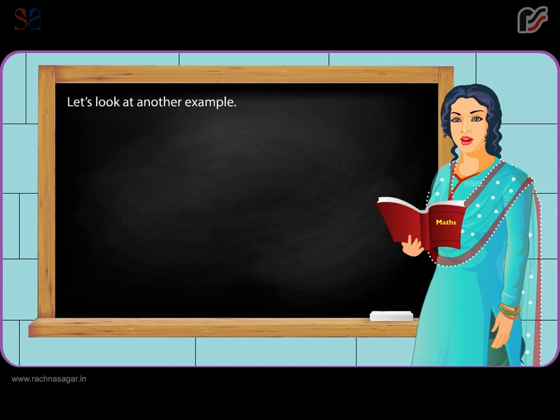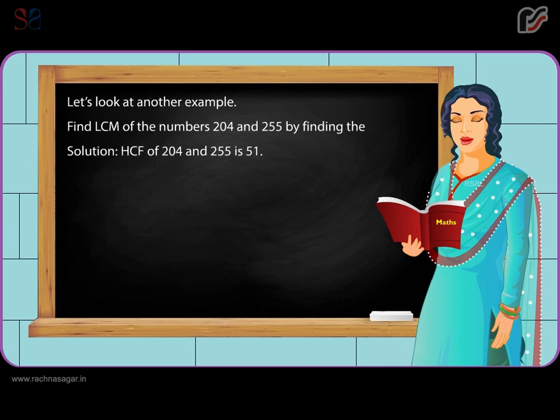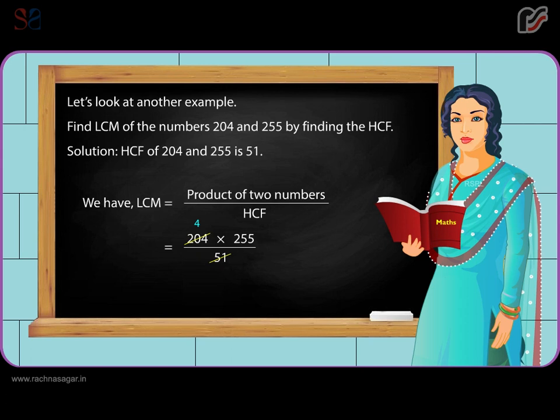Let's look at another example. Find LCM of the numbers 204 and 255 by finding the HCF. Solution. HCF of 204 and 255 is 51. We have LCM is equal to product of two numbers divided by their HCF is equal to 204 multiplied by 255 whole divided by 51 is equal to 1020.